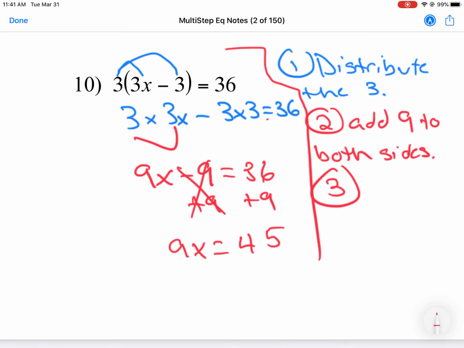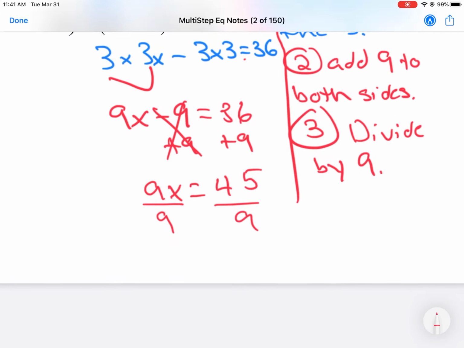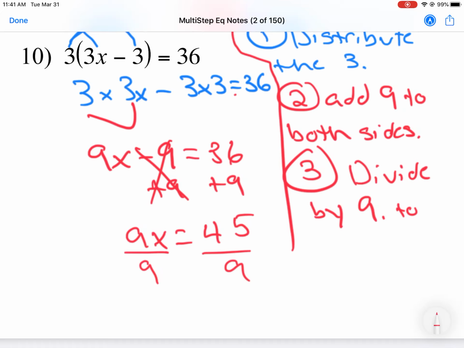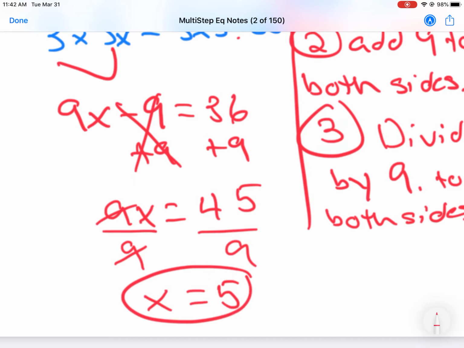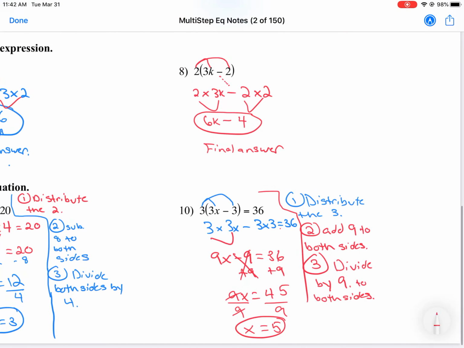Very good. Now, let's see. Step 3. We're going to divide by 9. Because we want to get x by itself. And the opposite of multiplying by 9 is to divide by 9. So let's divide both sides by 9. Sounds good. Alrighty. And then my final answer will be what? Let's see. 9s will cancel. X equals 5.